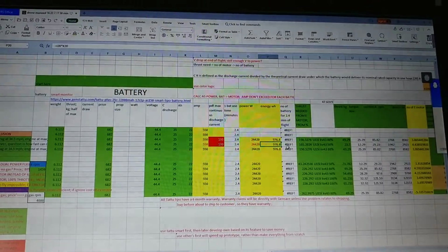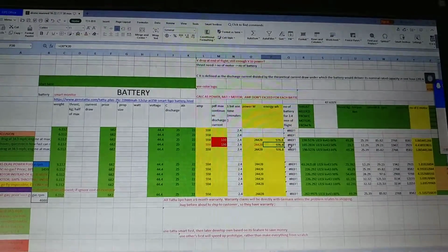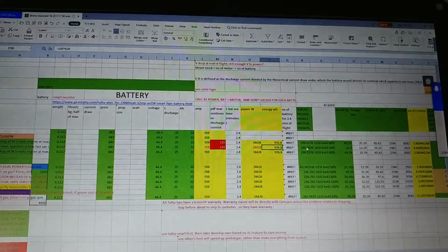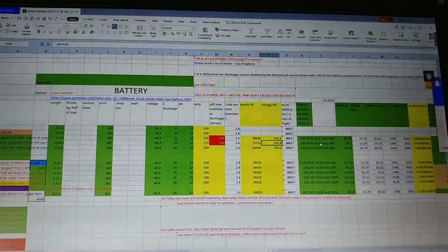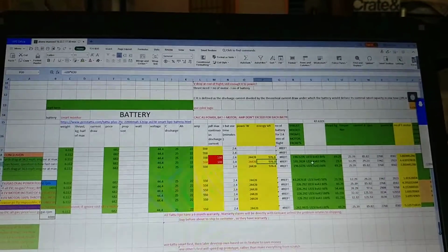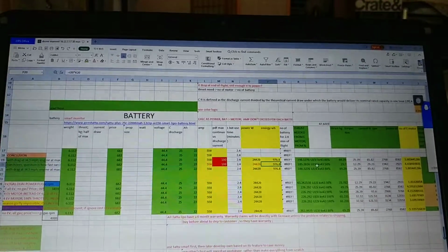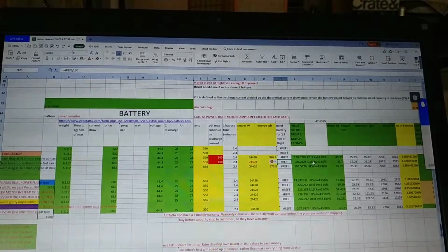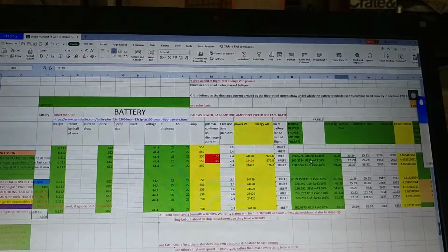Also, for my case, I need two batteries in series to achieve the voltage for the motor I'm using. So I have to put two batteries in series per motor anyway. So that was my beginning, to have a question.